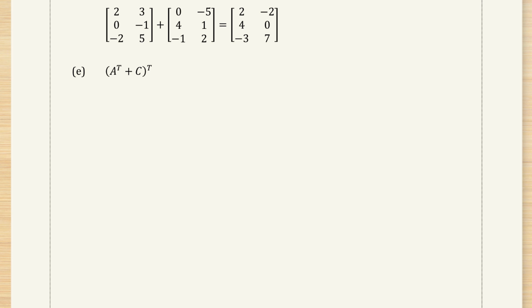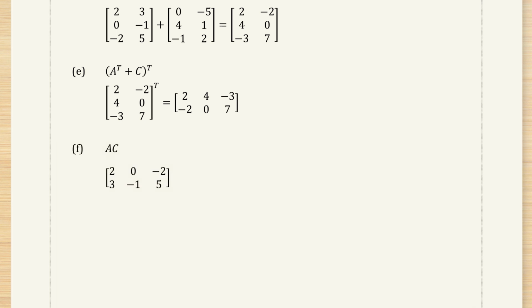A transpose plus C, the whole thing transpose. It's important to keep in mind those brackets. Just like in regular normal algebra, we have to take into account BEDMAS, the order of operations. And so we have to deal with the stuff in the brackets first, the A transpose plus C, before taking the transpose of the sum. A transpose plus C, we got that from part D, and then take the transpose of it. The column 2, 4, negative 3 becomes a row 2, 4, negative 3. The column negative 2, 0, 7 becomes the row negative 2, 0, 7.